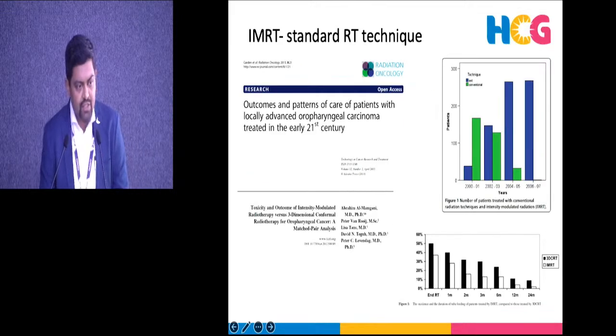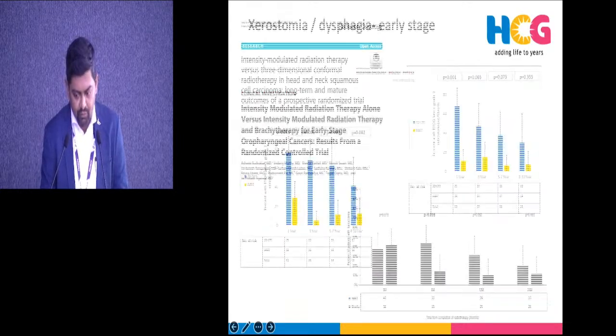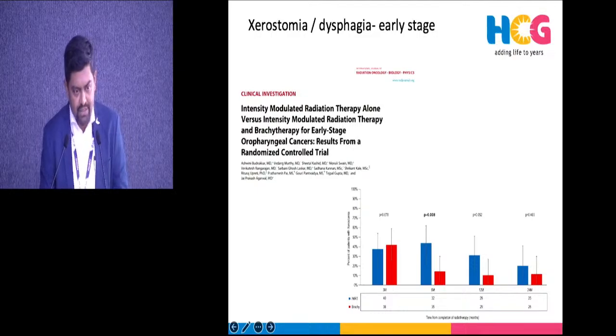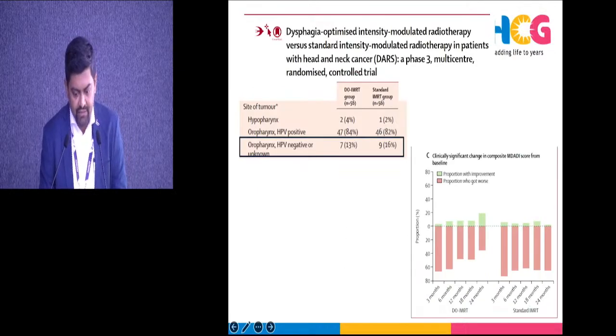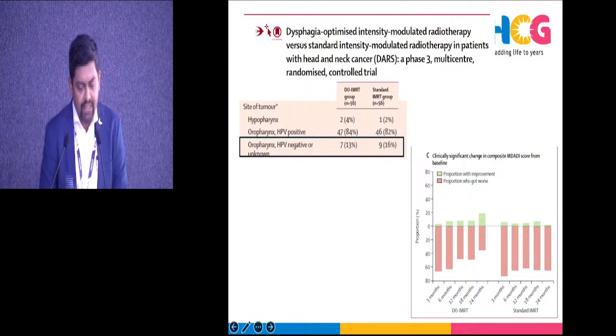Now, more or less, all of us as radiation oncologists have moved on to IMRT. It remained a standard RT technique compared to 3D CRT. We have long-term data from India for that. We know the xerostomia and dysphagia data also from the Breaky trial, and the DARS data also, trying to spare the dysphagia optimized radiotherapy, with the caution that they hardly see HPV negative. So the HPV negative cohort is very small in that.